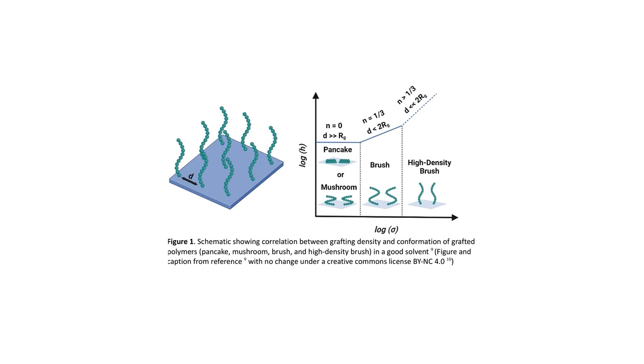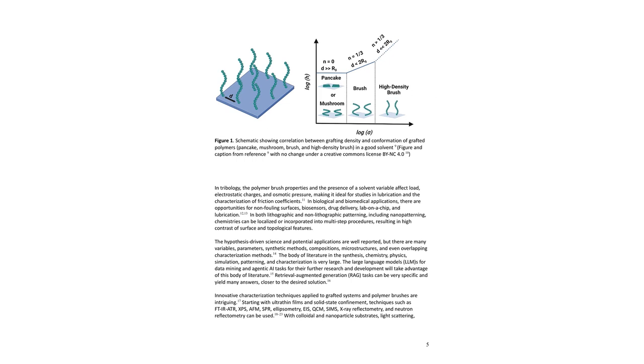However, as we increase the grafting density and the chains are packed closer and closer together, they begin to run out of room. To minimize their unfavorable interactions with neighboring chains and maintain their entropic freedom, they are forced to stretch away from the surface, perpendicular to it. This extended, stretched-out state is what we call a polymer brush. If the density becomes extremely high, we enter a high-density brush regime, where the chains are even more stretched.